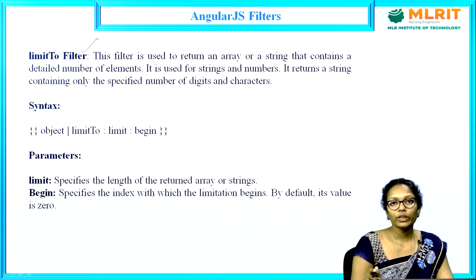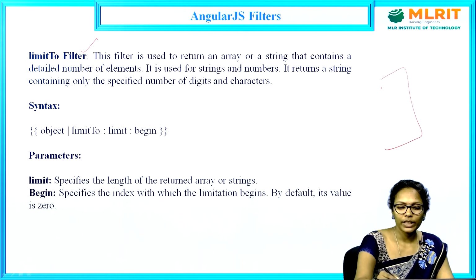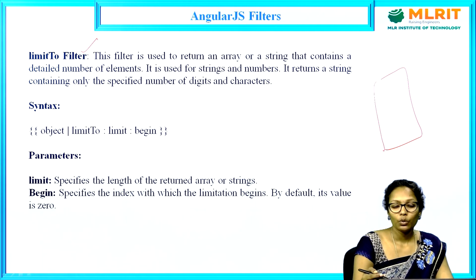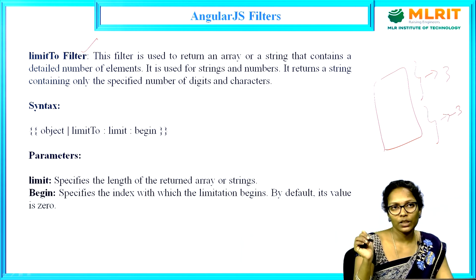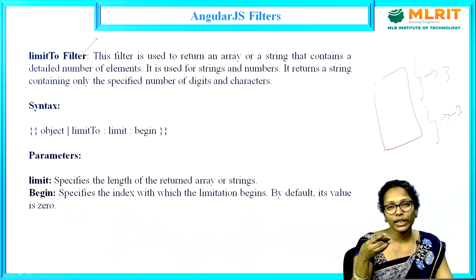So limit to filter, based on using this filter, you can apply some limits. Like you have some list of items or list of students who secured some marks. So I want the top 3, the limit is 3 here. At the same time I want the bottom 3. So again the limit is 3, but it is from the bottom, so I should give the limit as -3. If you want to filter the data like this, then you can use this limit to filter.